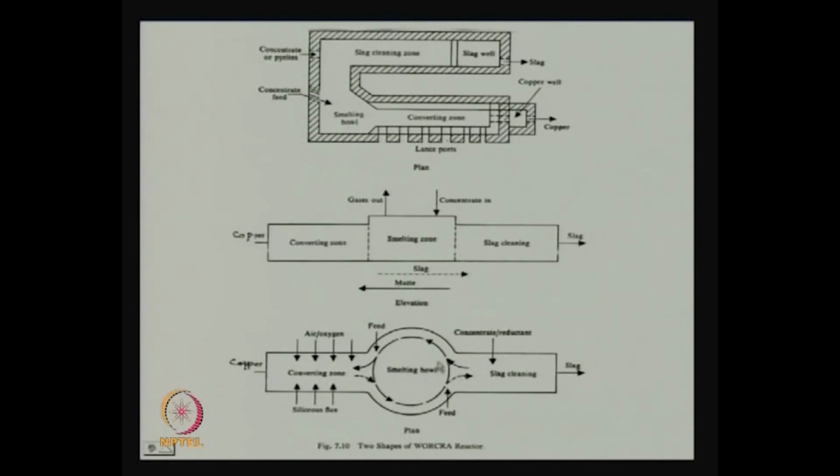Now, this is the plan view. This is the way the thing is made to circulate continuously. Air and oxygen will be blown in the converting zone, these are the fluxes going in. This is the slag cleaning zone, where again we will put some concentrate, if necessary some reductant.